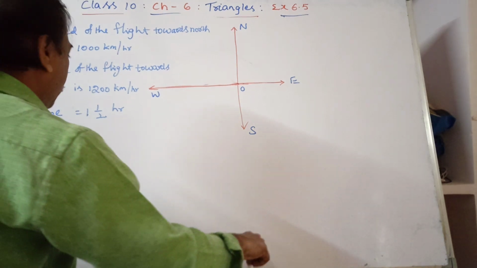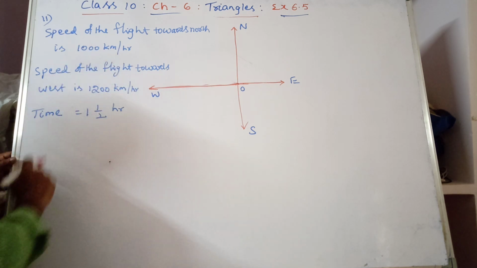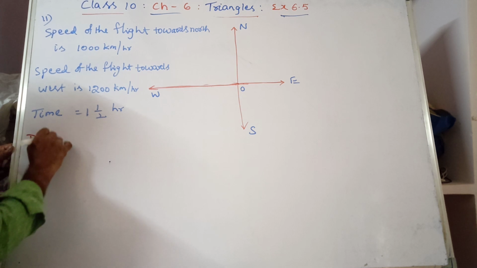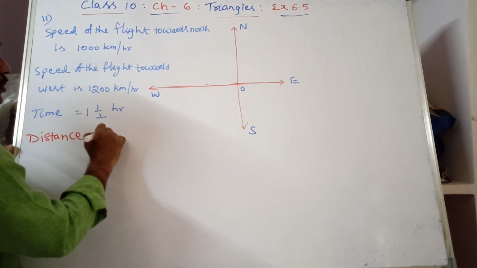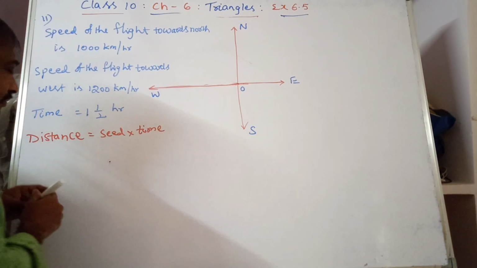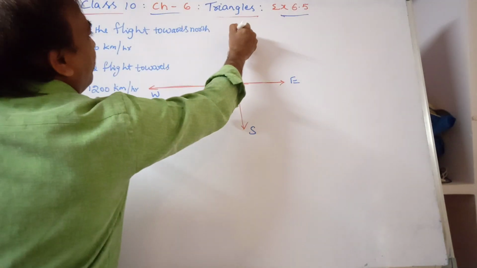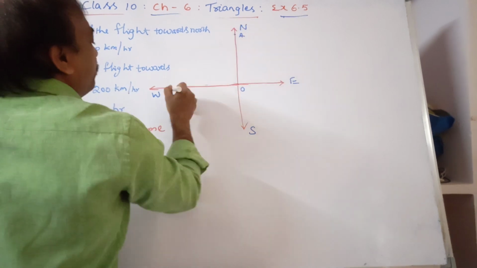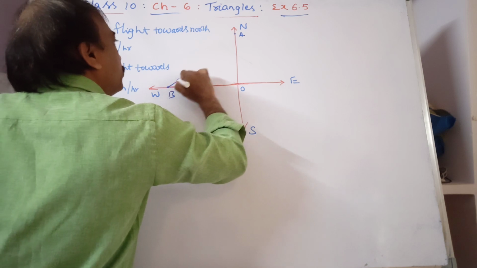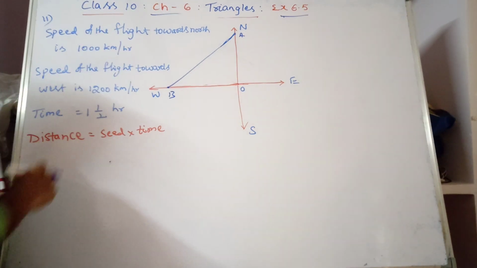So first, before that, how much distance will they travel in 1.5 hours? For 1 hour, it travels 1000 kilometers. So distance is equal to speed into time. Now the north flight is traveling up to point A, and the west flight up to point B. So we have to find out how far apart they are after 1.5 hours. We have to calculate AB.